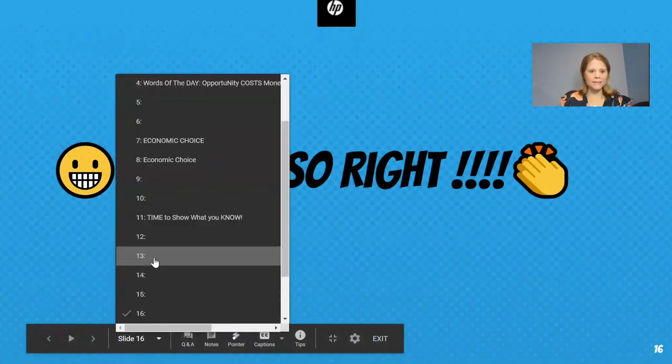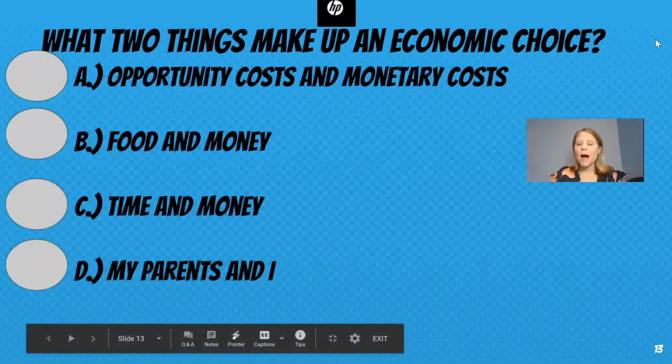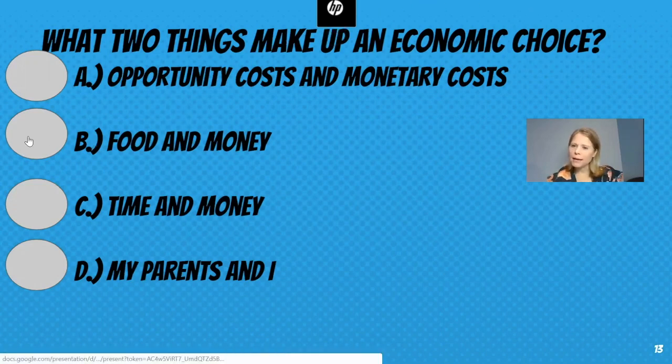All right, are you ready for the next one? All right, let's do it. What two things make up an economic choice? A, opportunity costs and monetary costs, B, opportunity choice and monetary choice, food and money, C, time and money, or D, my parents and I. What do you think is the correct answer? A, B, C, or D? What is that? Food and money?